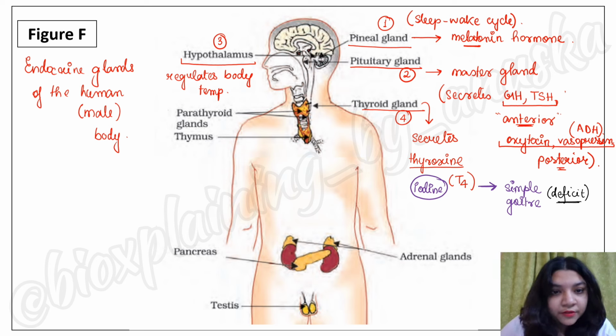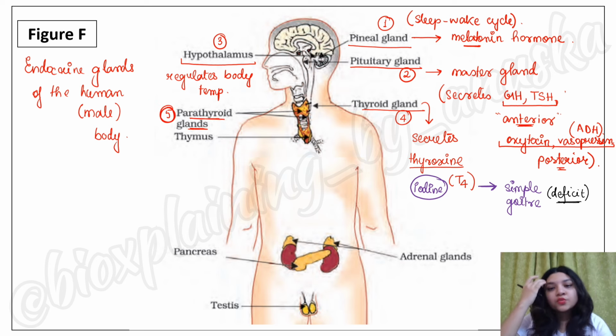Number 5. Number 5 you have the parathyroid glands. Parathyroid glands, you know, are very close to the thyroid gland, and they will control the calcium levels of the body. It is not that important to know the function.